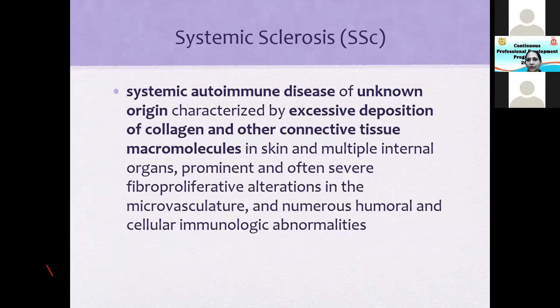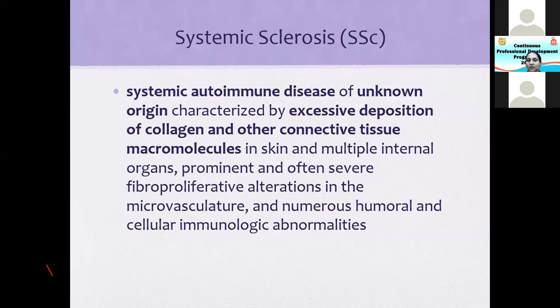Now, let us quickly look at systemic sclerosis. Systemic sclerosis formerly was called scleroderma, but with time, people realized that it is not only thickened skin. Scleroderma means thickened skin, but there's systemic involvement as well. Because of that, the name systemic sclerosis is preferred.